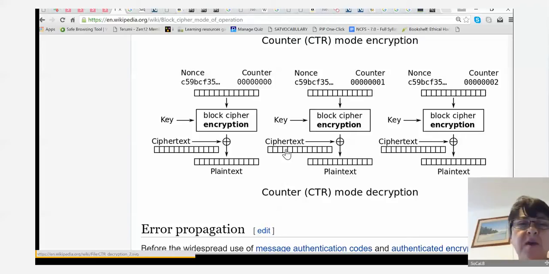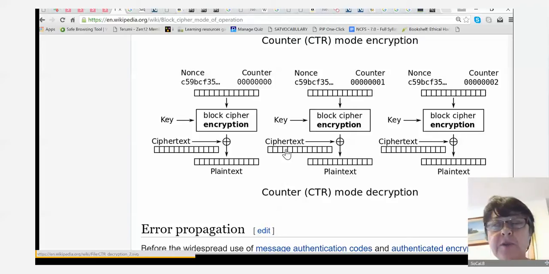As I mentioned, you're not responsible for knowing how these things work. You just need to know what the 5 modes are, and at least be able to tell which one is the easiest one to break. As far as the book is concerned, ECB, electronic code book, is the easiest one to break. Okay? Any questions on that?